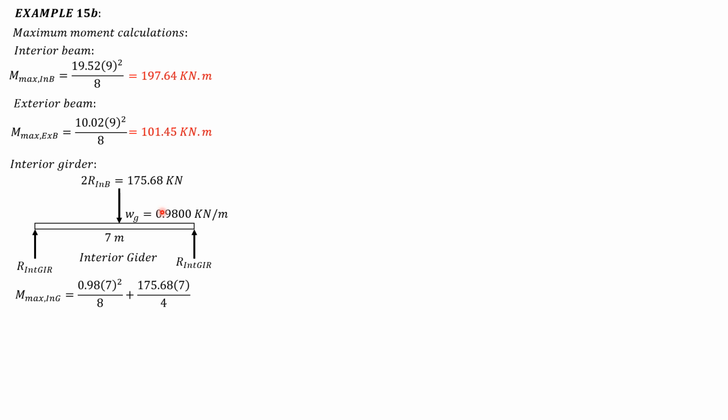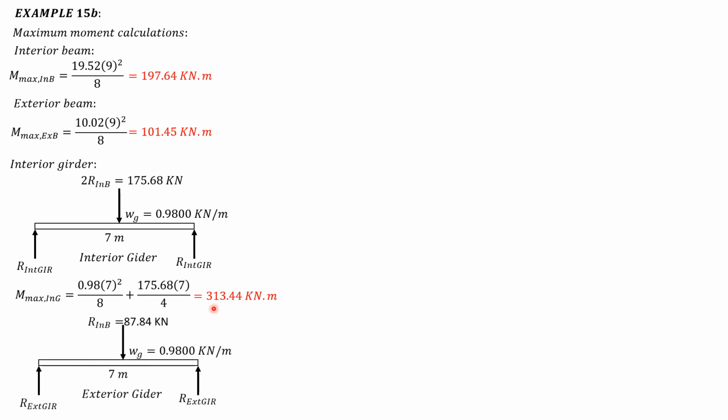Maximum moment for the exterior girder: the loading is the weight of the girder, 0.98 kilonewton per meter, and just the end reaction of the interior beam. So it is half of 175.68, so 87.84. So the maximum moment is 0.98 times 7 square over 8 plus 87.84 times 7 over 4, so 159.73. So let's proceed to the situation where S is 5.4.